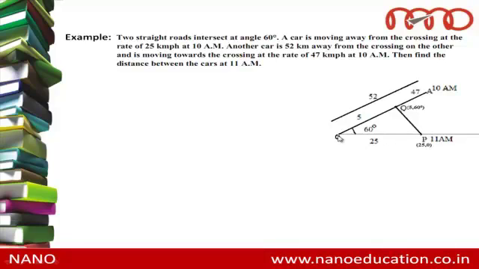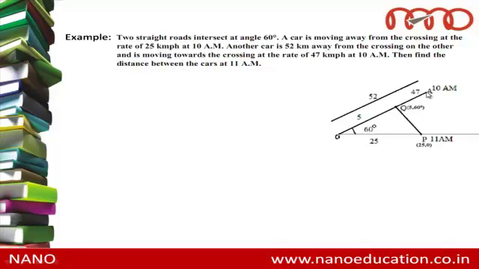First let us see where the cars will be at 11 am. The first car is moving along the initial ray with a speed of 25 kmph, and between 10 am and 11 am, 1 hour has passed. So in 1 hour it will travel 25 kilometers. So after 1 hour, at 11 am, the car will be at point P, which is 25 comma 0. 25 is the distance, 25 kilometers, and 0 because it is along the initial ray.